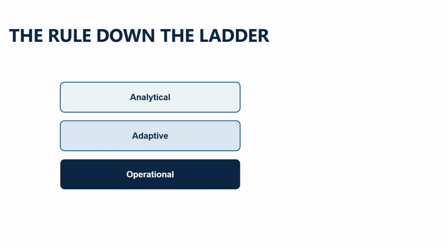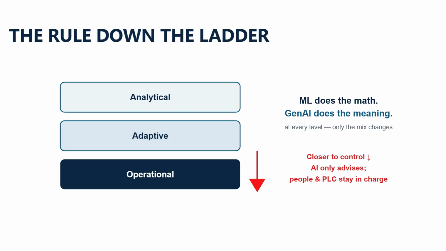And notice the two rules running straight down the ladder, the same two that have run under everything so far. First, at every level, machine learning does the math, and generative AI does the meaning. The split never changes, only the mix does. Second, the closer a job is to real-time control, the more AI only advises, and the more a person and the automation stay in charge. Put those together and placement becomes automatic. Tell me the job, and the level tells you the model, the role, and the guardrail.